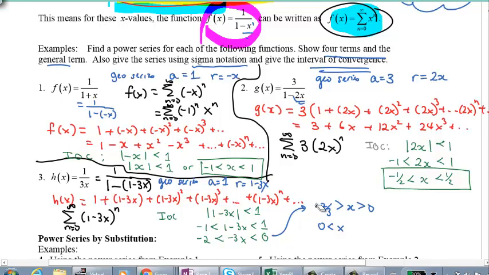Oops, I made a mistake. This would be 2/3, right? Yeah. So x has to be between 0 and 2/3. Positive 2/3. And there we have it.